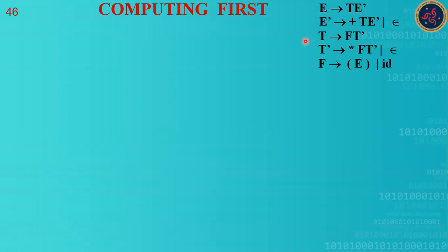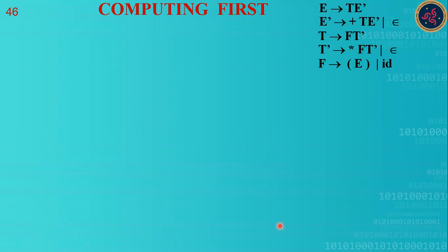So consider this grammar. We have removed the left recursion from this grammar. So this is the grammar after doing the removal of the left recursion. What we need to do is find the first of every non-terminal in this grammar. So what are the non-terminals? Here there is capital E, capital T, E prime, then F, and T prime. These are the non-terminals, and we need to find the first of every non-terminal in this grammar.